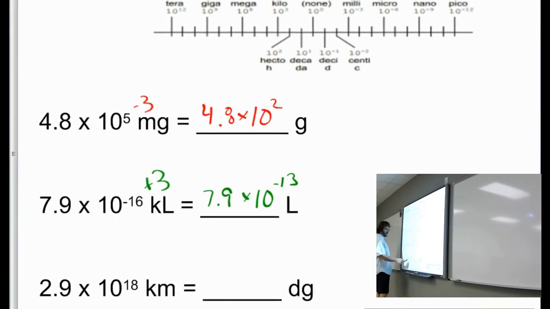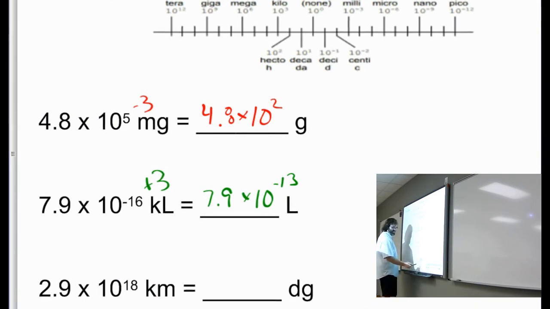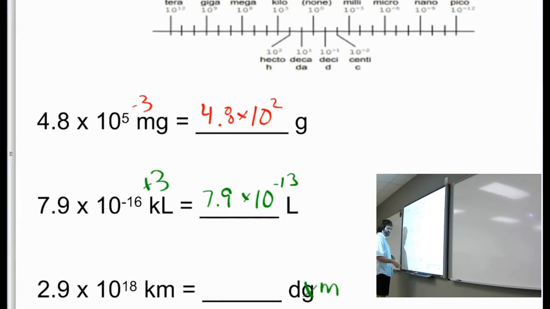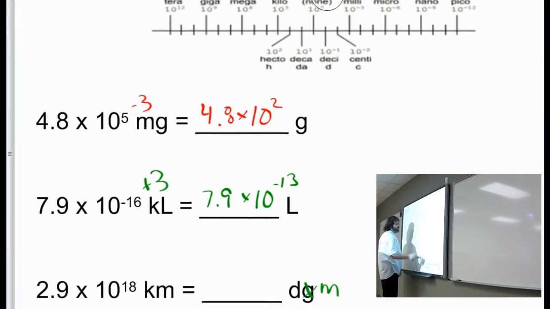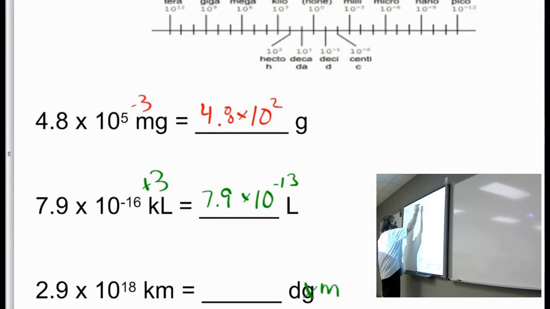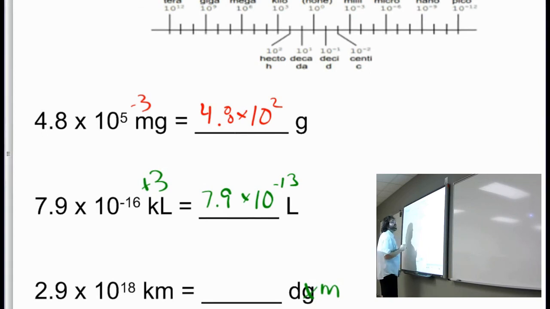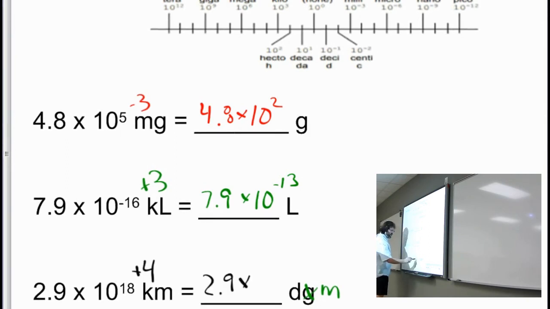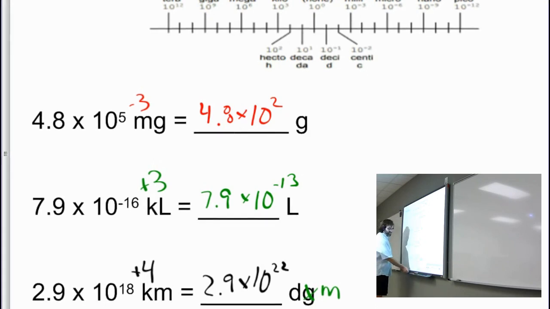Last one, I'm going kilometers to, that's wrong. It can't go to decigrams, so that's got to be decimeters. That was a typo. You can't change base units, you can't change your base. But okay, so again, I'm going from kilo to deci. Kilo is here, I'm starting here. 1, 2, 3, 4 spots. I'm moving 4 spots to the right. So if I'm moving to the right, I add 4, and it becomes 2.9 times 10 to the 22nd decimeters.